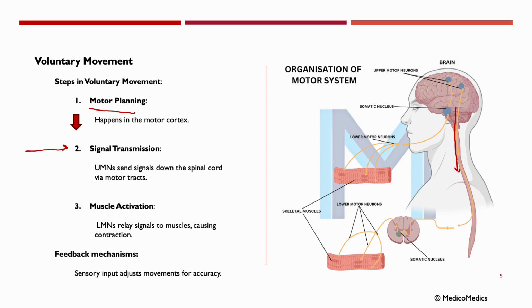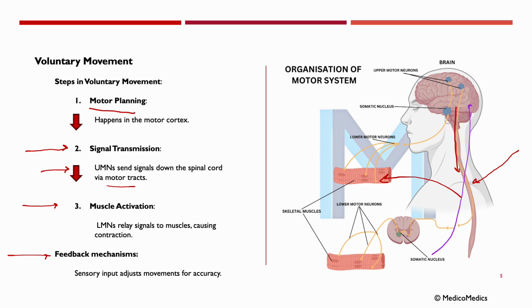Once the upper motor neurons send signals down the spinal cord via these motor tracts, we reach muscle activation. Lower motor neurons located in the spinal cord or in the brainstem receive the signal and send it directly to skeletal muscles, triggering contraction. And finally, we have feedback mechanisms. As movement begins, sensory input like proprioception and tactile sensation flows back to the brain, allowing for real-time adjustments to improve precision and coordination.